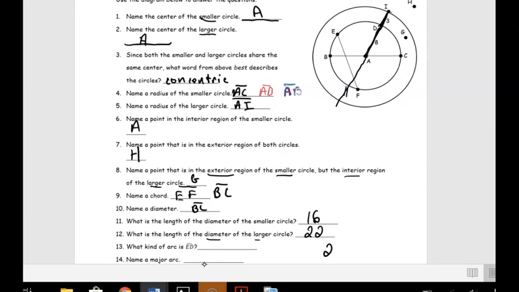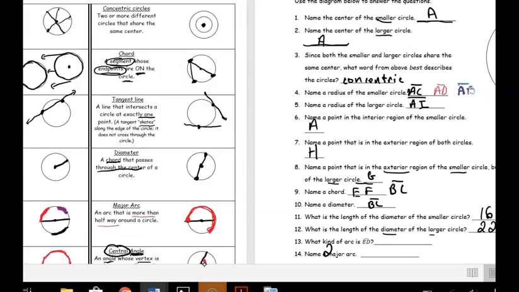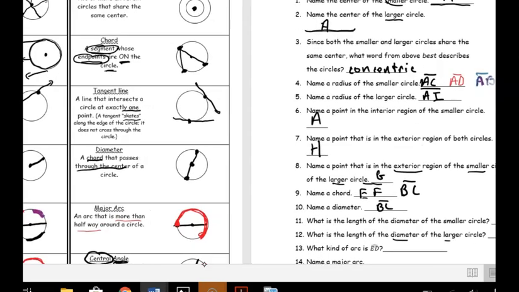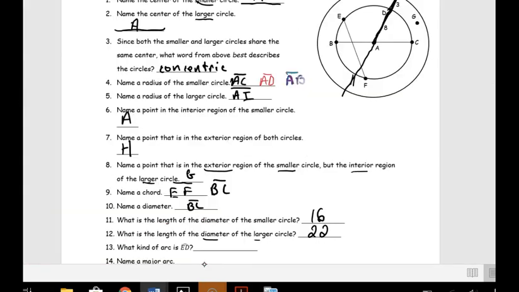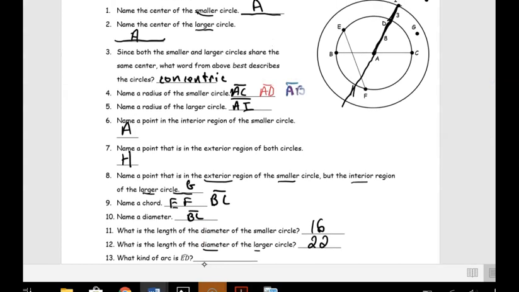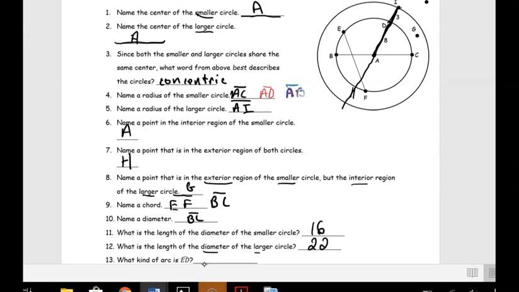All right, so again, let me see if I can make this smaller without losing it. Yeah, that's what I was afraid of. Bigger. Okay, so number thirteen, we can see all of this. What kind of arc is ED? Let me create some space here. If we look at arc ED, it runs from here to here. So that is arc ED.